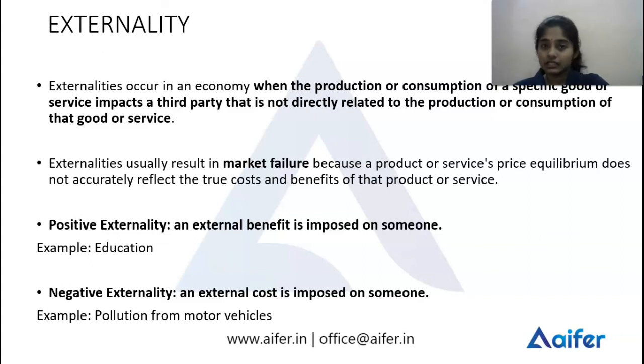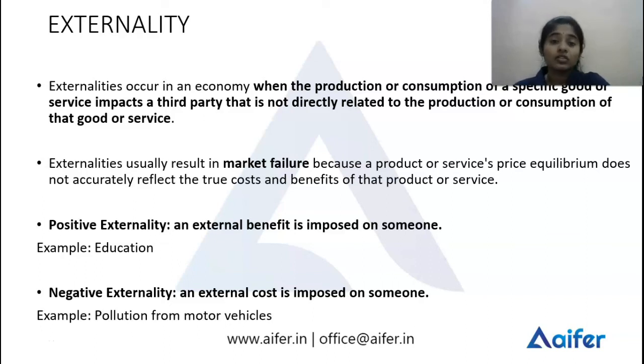We have already seen externality as an important cause of market failure. This results in market failure because a product or service's price does not reflect the true cost and benefits of that product or service. So a product or service is produced and consumed. It is having its own price. The price is determined in the market, but there can be some effects of that particular good or service's consumption or production, and it can affect a third party, who is not directly involved in that production or consumption.